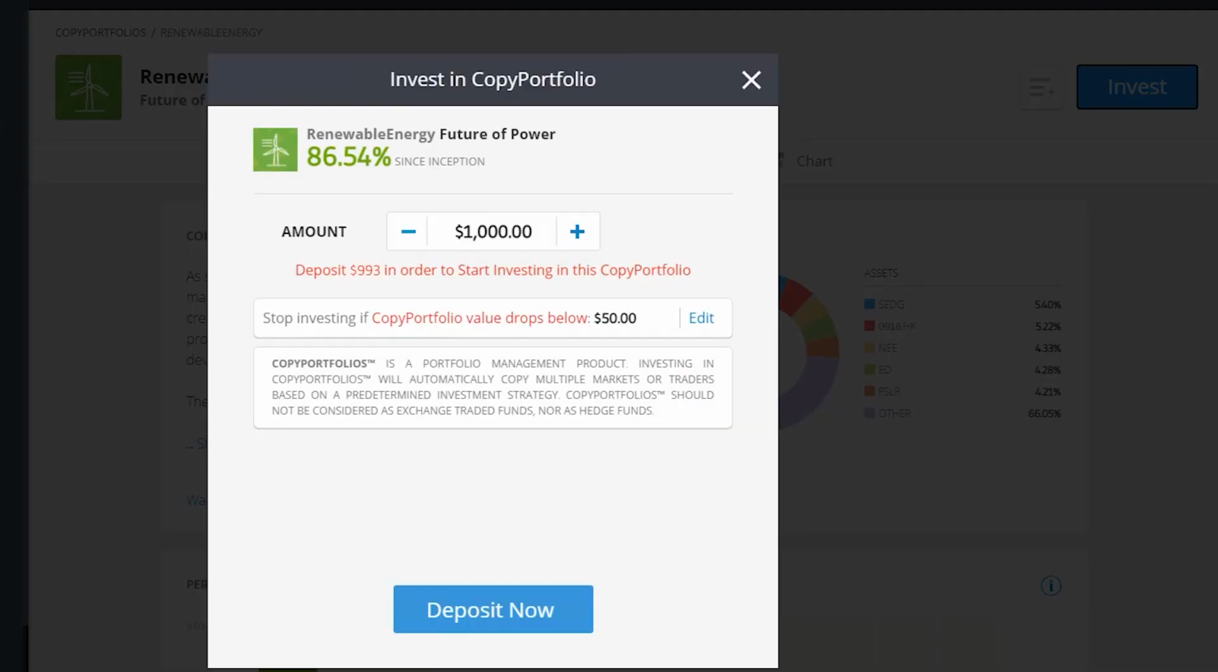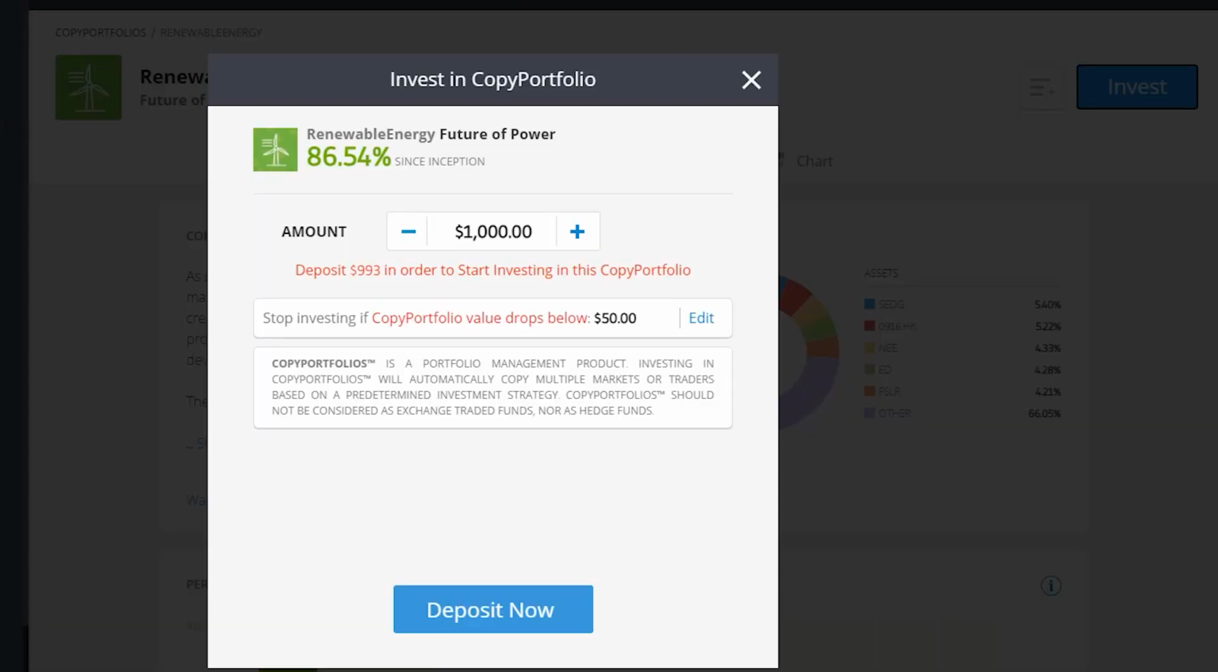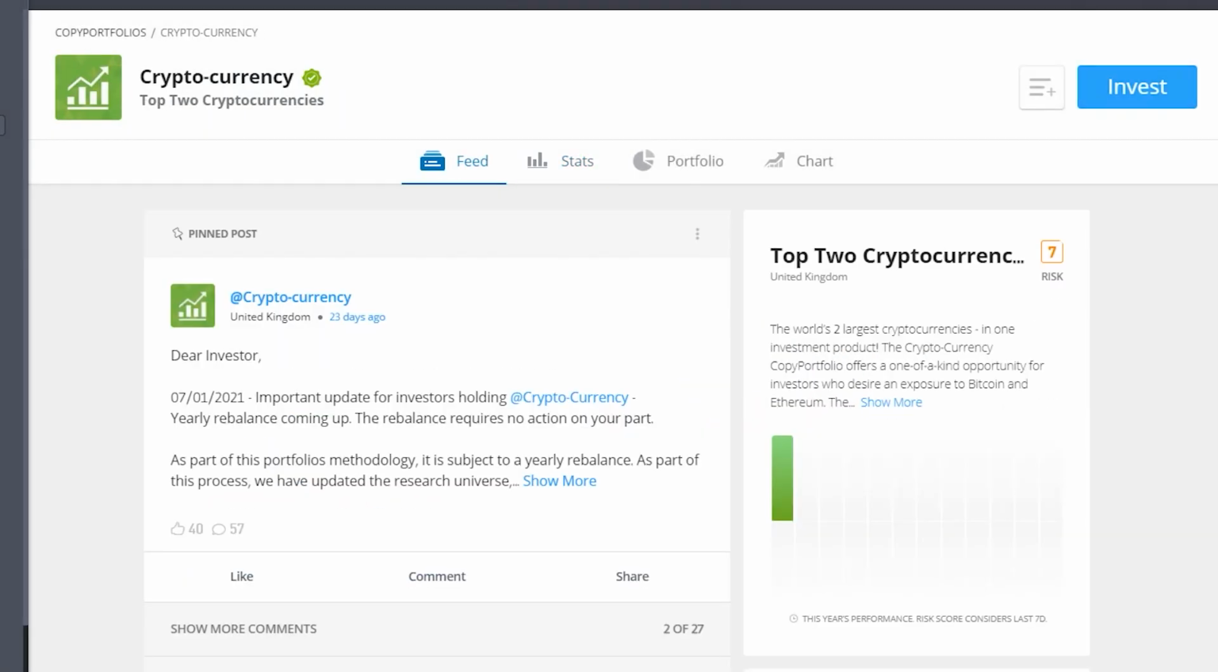Let's have a read here as well. Copy portfolios, trademarked, is a portfolio management product investing in copy portfolios. It will automatically copy multiple markets or traders based on a predetermined investment strategy. Copy portfolios should not be considered exchange-traded funds, nor hedge funds. So $1,000 is the minimum. Let's try this one.